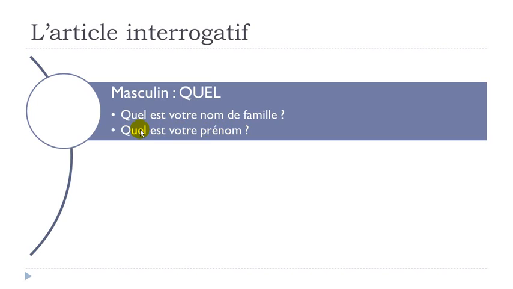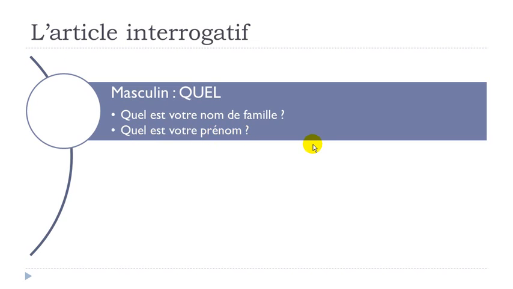Okay, so you can see now, more in detail, that nom, prénom are masculine words. And that's the reason why, in that case, you get to choose the article here according to the gender of the word it is connected to. Quel, masculine form, because nom is masculine. Quel, masculine form, because prénom is masculine.